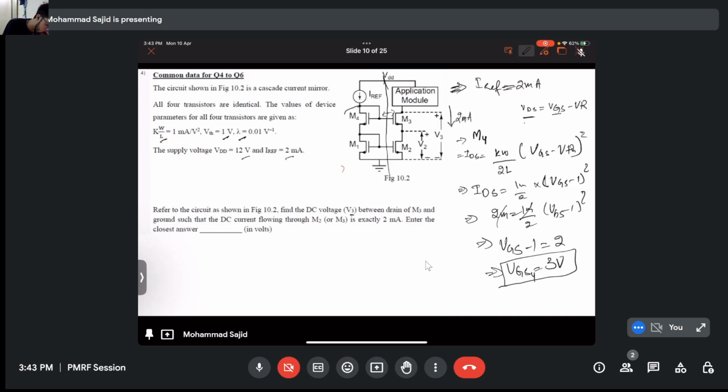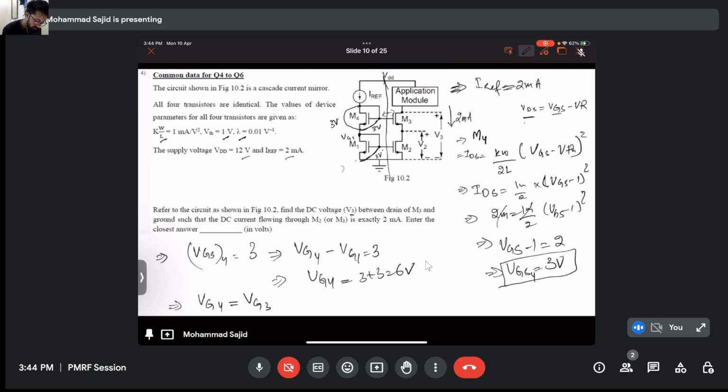Now, from this node to this node, it's 3 volt. From this node to this node, it's 3 volt. Similarly, for the same current to flow in this transistor, this should also be 3 volt. So if VGS4 is 3 volt, which means, let's treat this as VG1, VG1 is equal to 3 volt. This means VG4, since the source is ground, will be 3 plus 3, which is equivalent to 6 volt. So VG4 is 6 volt. Now, say it has to mirror on this part, then VG4 will be equivalent to VG3, equivalent to 6 volt.